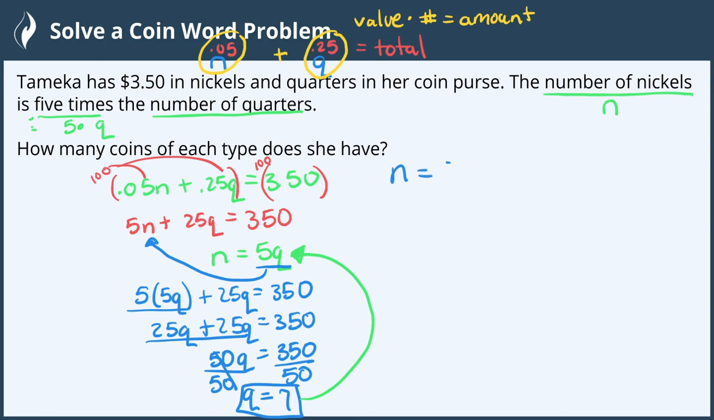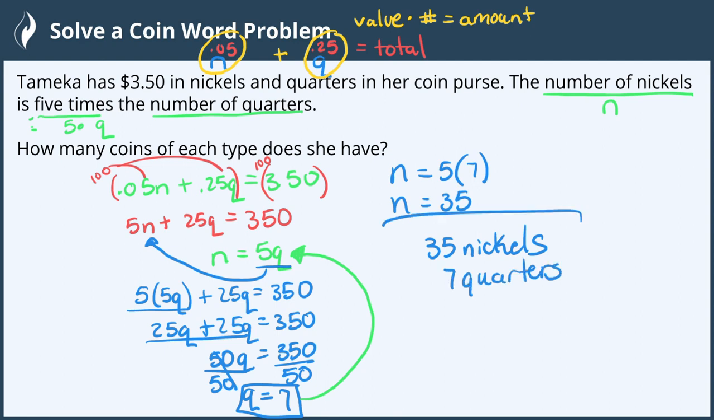So we have N equals 5 times the number of quarters, which we just found to be 7. So 5 times 7 is 35, and that means we have 35 nickels. So we have 35 nickels and 7 quarters, and now we're all done.